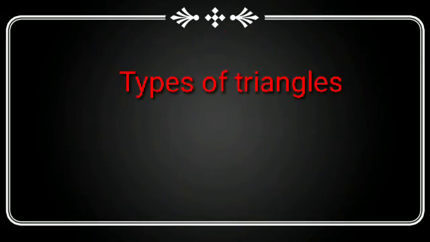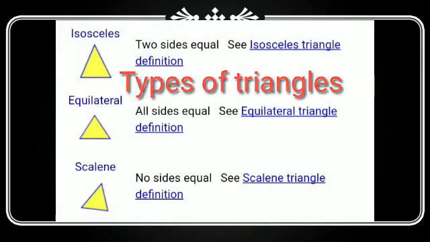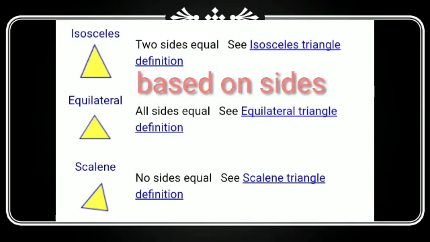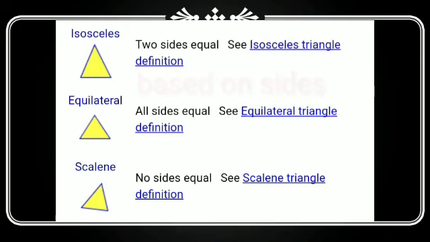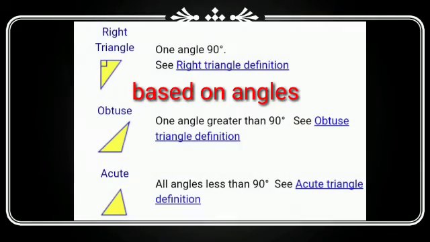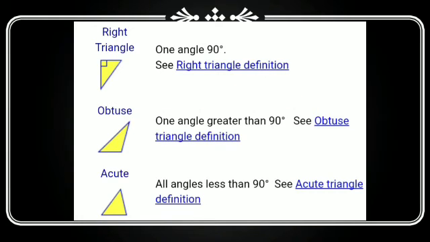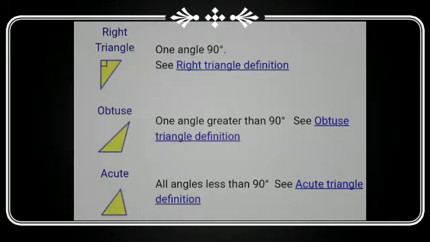Now I am going to the types of triangles. Here the 3 types of triangles on the basis of the sides are given. Isosceles, having 2 sides equal, equilateral, having all sides equal, scalene, having no side equal. Now I am going to triangles based on angles. There are 3 types. A right angled triangle, having at least one angle 90 degrees, obtuse angled, having one angle greater than 90 degrees, and acute angled, having all angles less than 90 degrees.